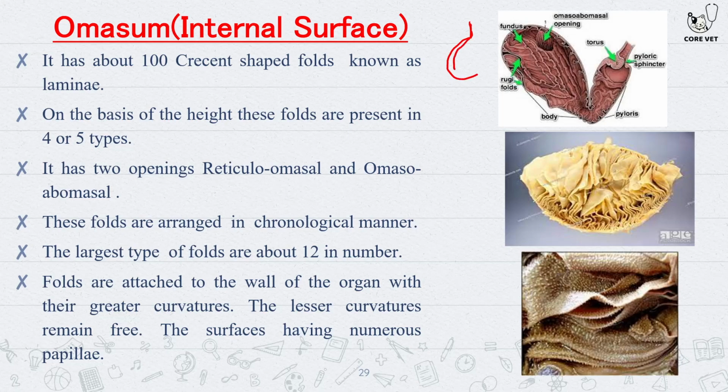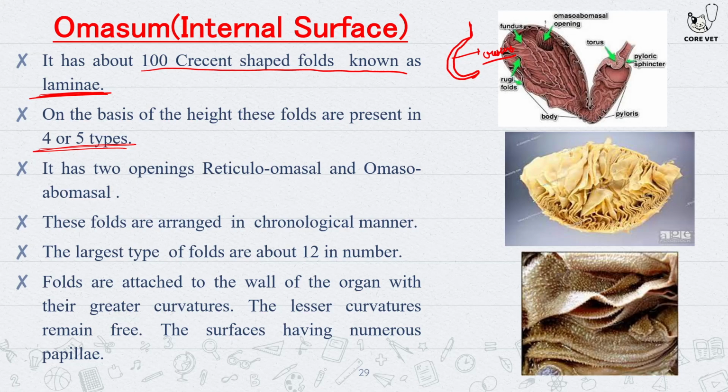These are the crescent shaped folds that are present in the omasum. Okay, you know the crescent shape? This is the crescent shape. There are about 100 crescent shaped folds known as laminae. It is important to know that they are known as the laminae. And on the basis of the height of these folds, they are considered of 4 to 5 types.